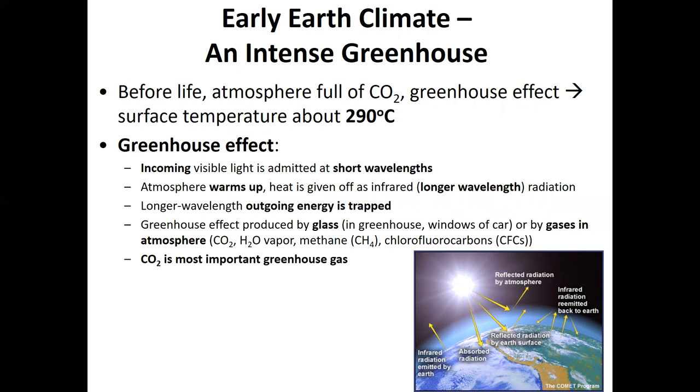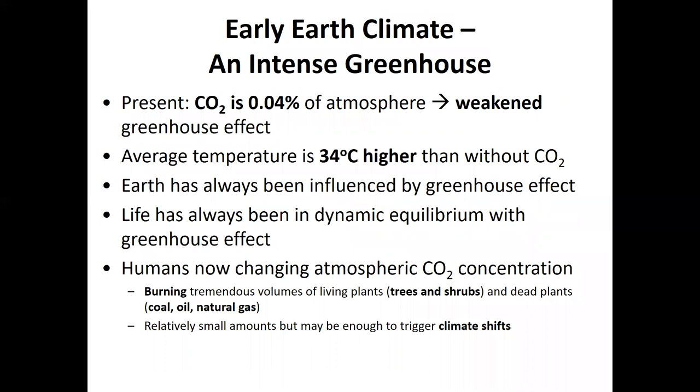CO2 is the most important greenhouse gas, not because it's the strongest, but because it's the most abundant. So currently, there is 0.04% of CO2 in the atmosphere. So we have a weakened greenhouse effect compared to early Earth. The average temperature on Earth is 34 degrees centigrade higher than it would be without any CO2. So we need CO2 in the atmosphere. We need the greenhouse effect to hold heat to Earth's surface, to have liquid water and so forth.